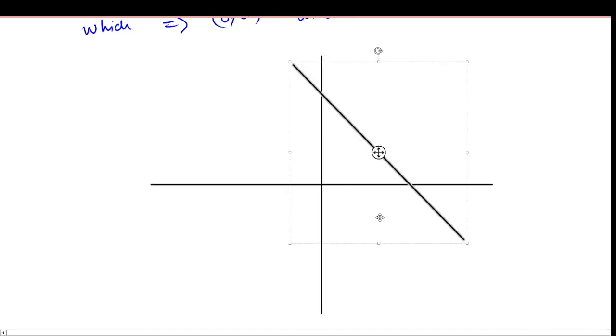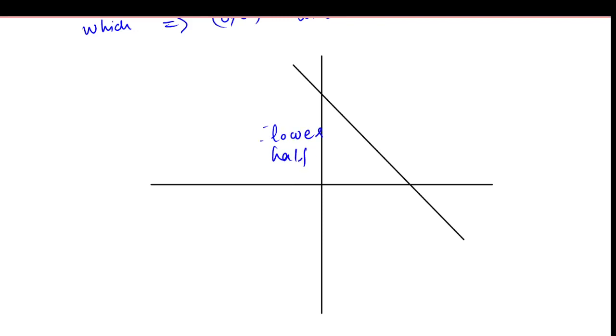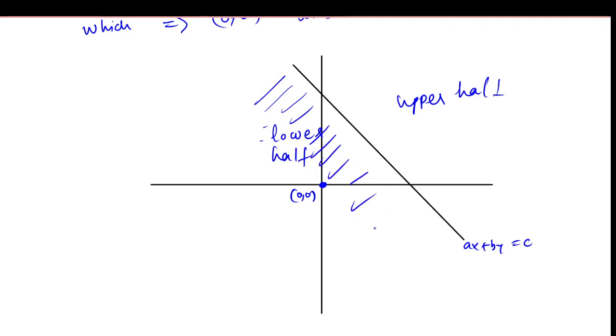So this is our plot. We can say this is the lower half, and this is the upper half. As we can see, 0 comma 0 lies below ax plus by equal to c, so this is the lower half and this is the upper half.